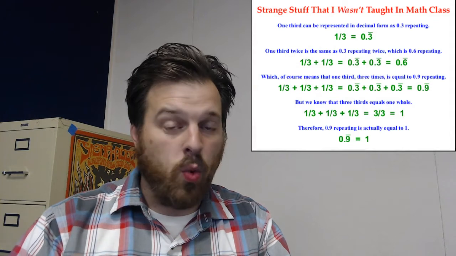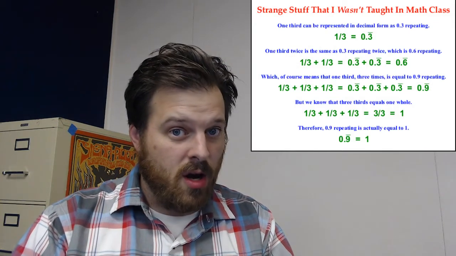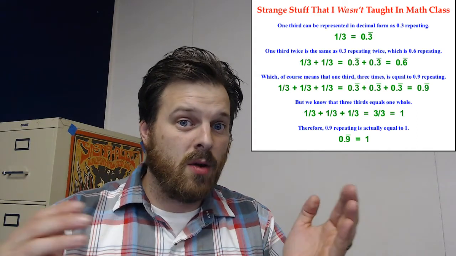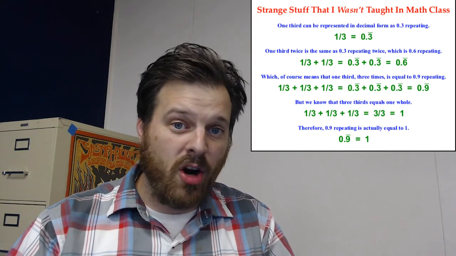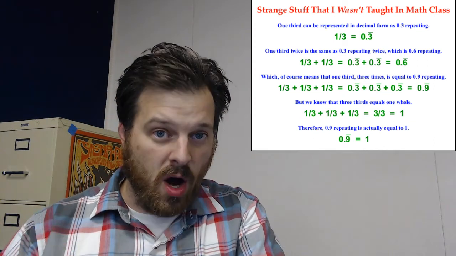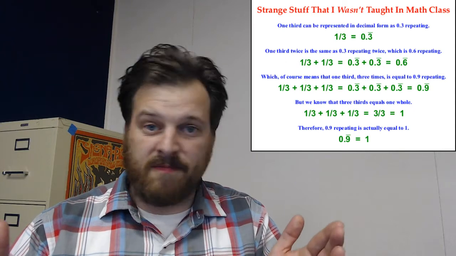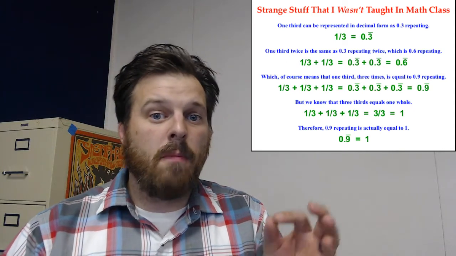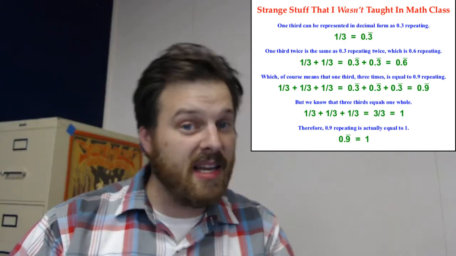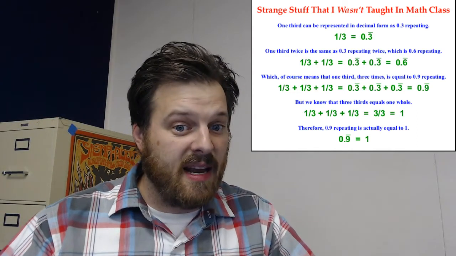Maybe you are as confused as I was when I first heard this, but here's how it breaks down. 0.3 repeating is 1/3. So 1 divided by 3 equals 0.3 repeating. 1/3 plus 1/3 plus 1/3 equals 1. Basic fractional math. 0.3 repeating plus 0.3 repeating plus 0.3 repeating equals 0.9 repeating.